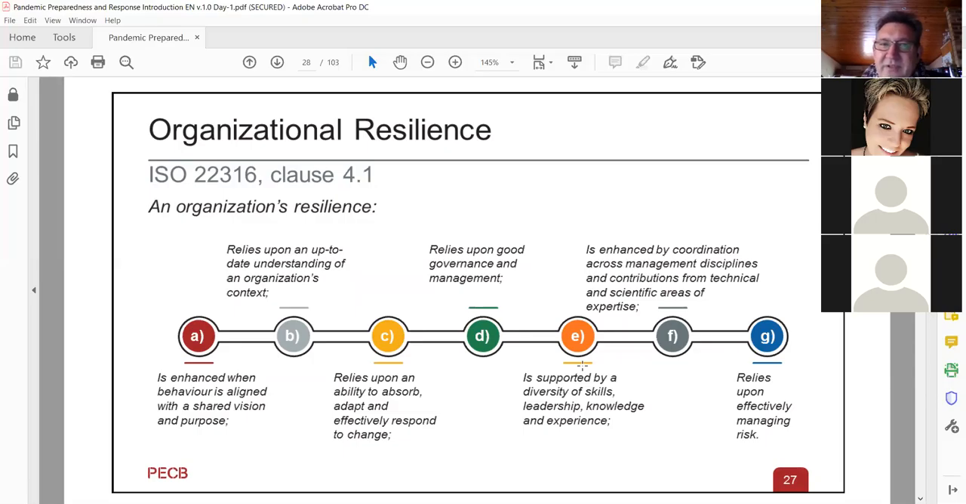Secondly, it relies upon an up-to-date understanding of the organization context. How important is the context analysis? If we're looking at ISO, it has Clause 4. Clause 4 is actually speaking about understanding of your context. How strong is my internal context? How strong is my culture? How strong is my external context and the culture there? My legal context, my permit context.